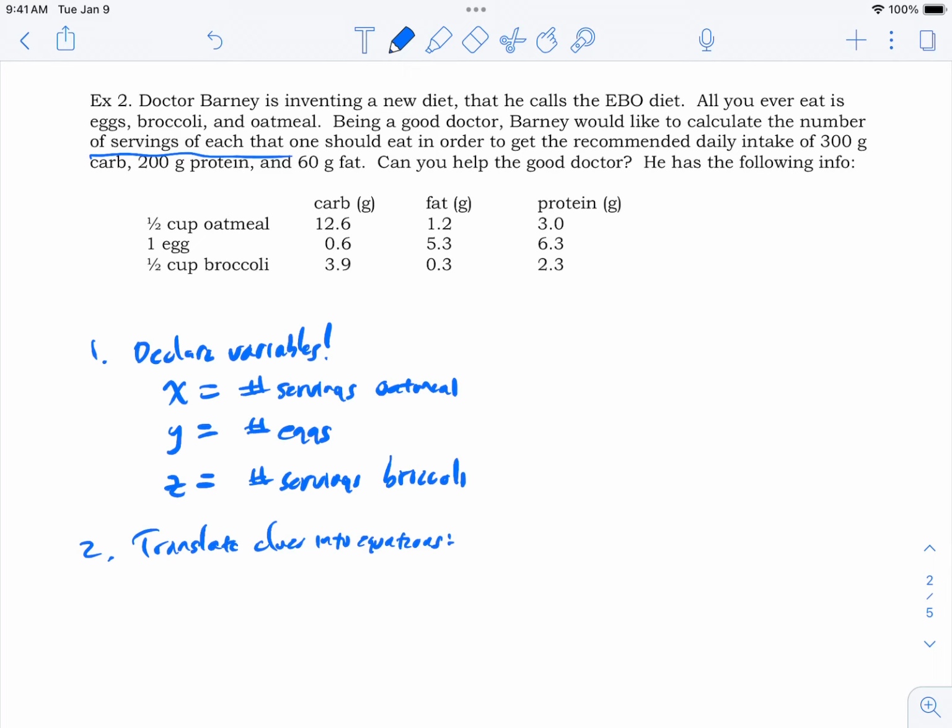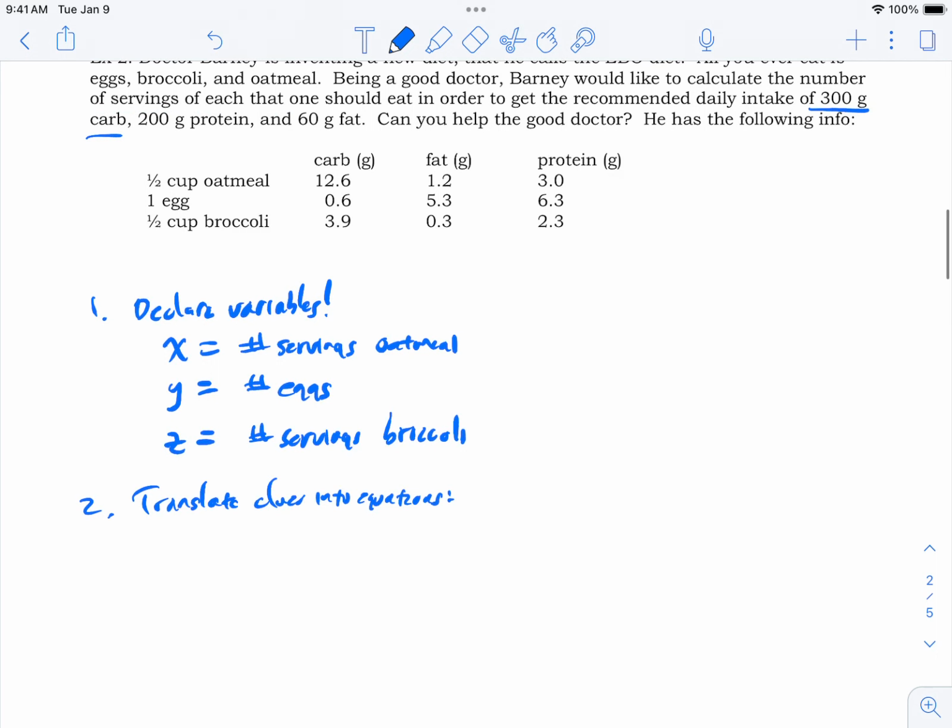Well, one of the clues is you need to have 300 grams of carb. Okay, 300 grams of carb. Where are you going to get your carb? Well, you're going to get your carb by eating oatmeal, eggs, and broccoli. They will all get you carbs.